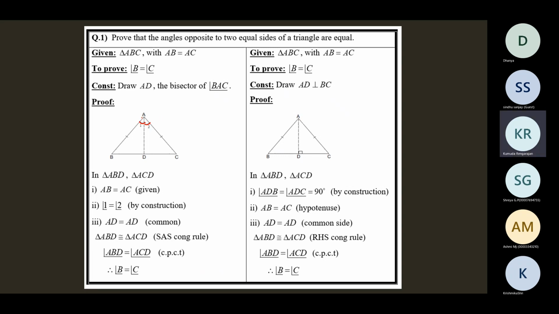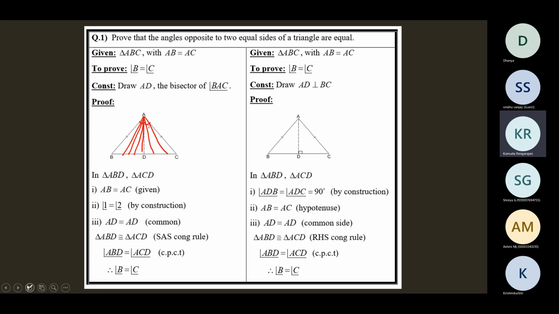See, I'll tell you one thing. Through A, you can draw so many lines or line segments. We are taking that line segment which bisects angle A.